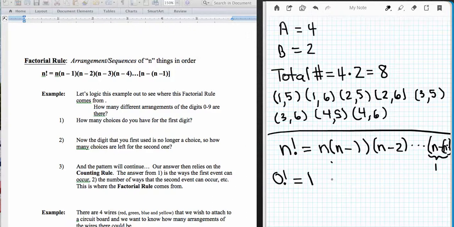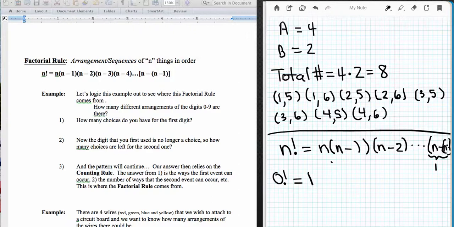0 factorial has to have a definition, because it's not this natural thing. It has to have a definition place to start out. So that is our definition place. So let's take a look at some examples here that would use this. So let's logic this example out to see where the factorial rule comes from.